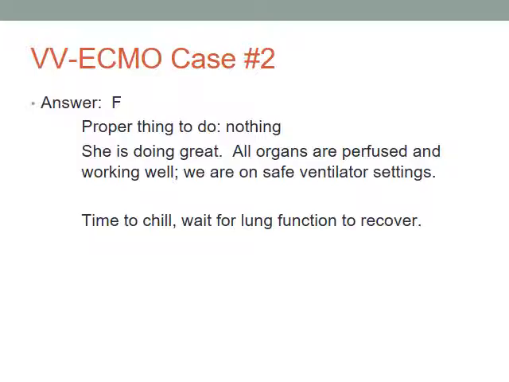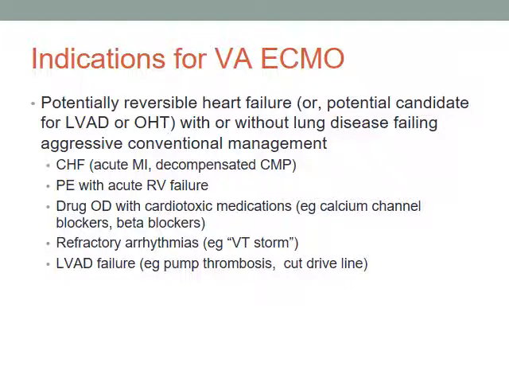Okay, we're going to move on to VA land. So VA ECMO, remember, is the one that supports the heart, not the lungs directly. It's for potentially reversible heart failure. Or if it's not going to get better, at least they have an end game. They're a potential candidate for LVAD or a transplant, with or without lung disease, failing conventional aggressive management. Now you can use VA for pure lung failure. It's just that in general, it's much more complicated and riskier to do that. But you can still support lungs with VA. There are rare circumstances where that'd be the right answer.